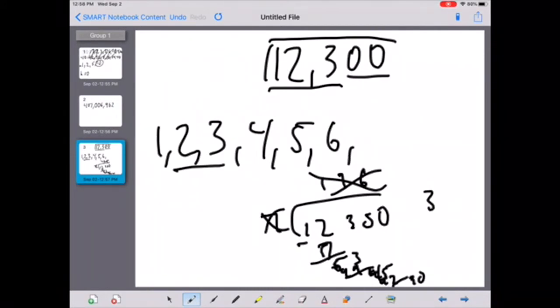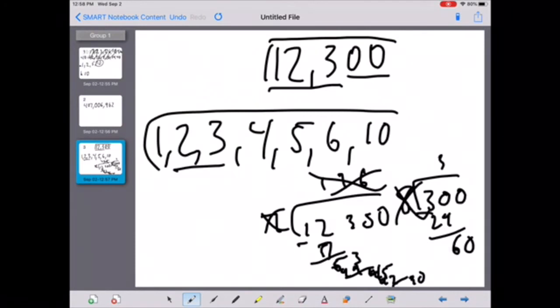8 says look at the last 3. So I grab just the 300 and I divide it by 8. Goes into here 3 times is a 24. That's a 60. 8 doesn't go into 60. 8's out. 1 plus 2 plus 3 is 6, so 9 is out. Ends in 0, so 10 is in. So my list of single-digit whole numbers from 1 to 10 is 1, 2, 3, 4, 5, 6, 10.